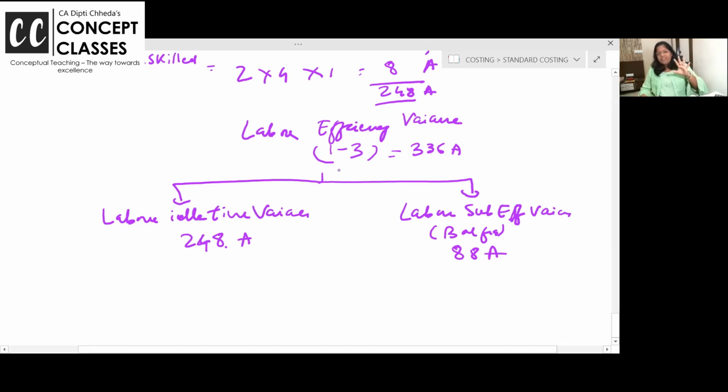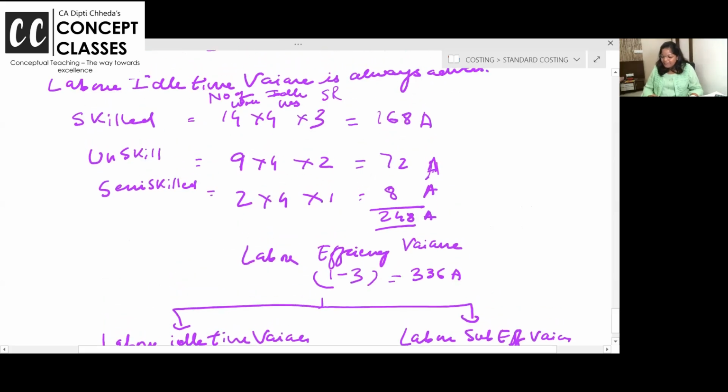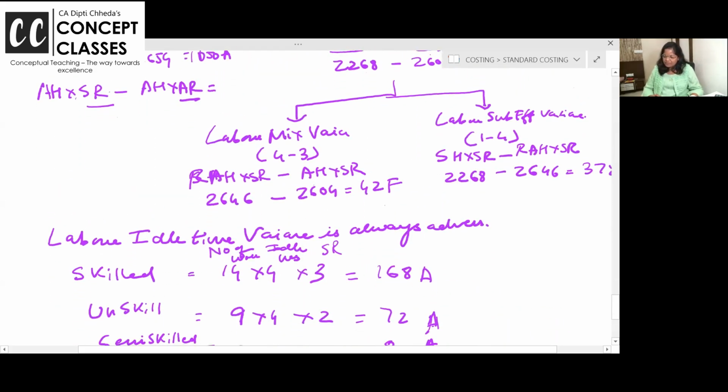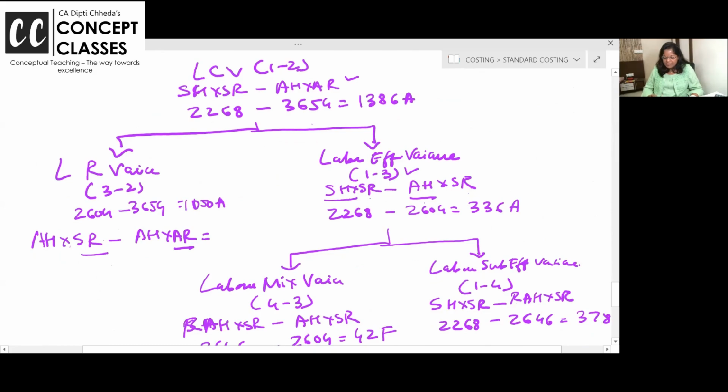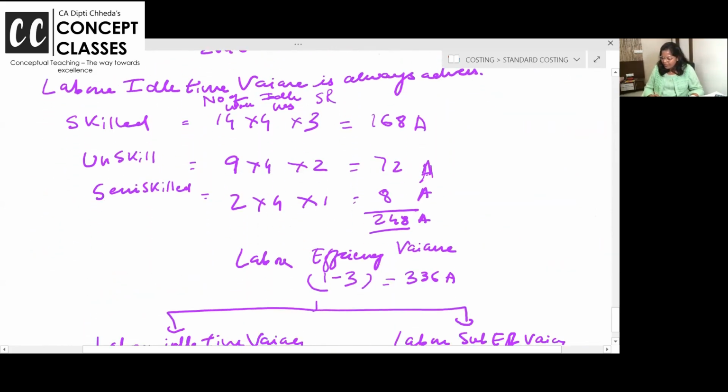88 adverse. Till efficiency it is clear to all of you? Idle time is here, sub efficiency is here. Okay, clear to everyone? Efficiency, idle time, sub efficiency. Either you divide it this way or you divide it this way, mix and sub efficiency. 1 minus 2, 1 minus 3, 1 minus 4, 4 minus 3, 3 minus 2. Did you remember the names? Yeah.